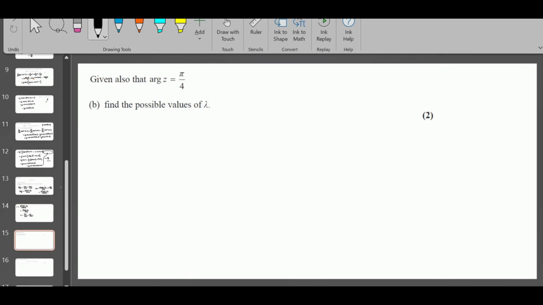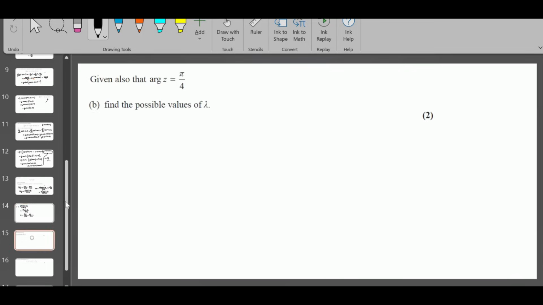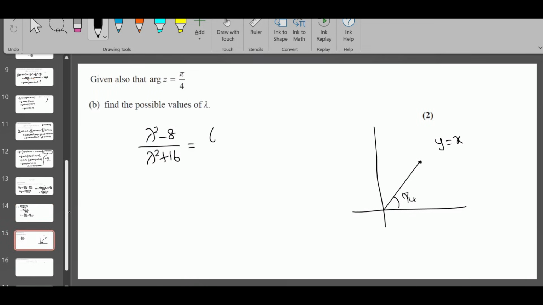Part B. Given also that the argument of this complex number z is pi over 4. If it's pi over 4 in the Argand diagram, the argument will be here, right on the line y is equal to x. That's why the argument is pi over 4. In other words, the x coordinate and y coordinate of the point will be equal. So you take the real part, equate it to imaginary part. The real part of z is lambda square minus 8 over lambda square plus 16, which is equal to 6 lambda over lambda square plus 16.